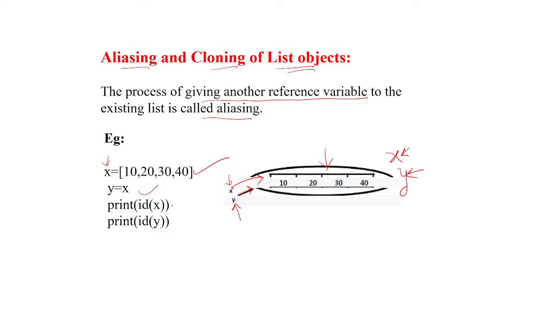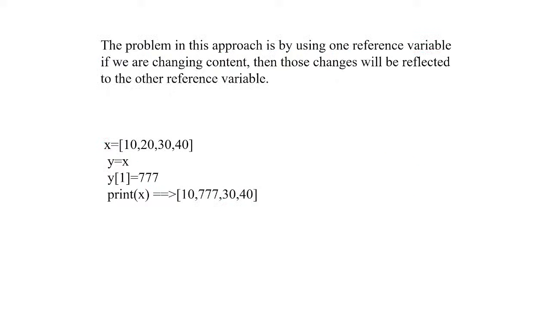So if you print the address, that is accessed by using the function called id of x and id of y. Assume that the address is 2000, then id of y also prints the address 2000. So that means both are pointing to the same list object. This is called aliasing.